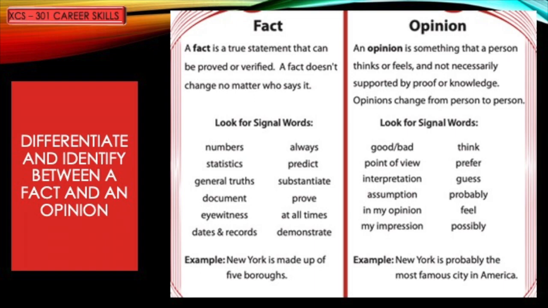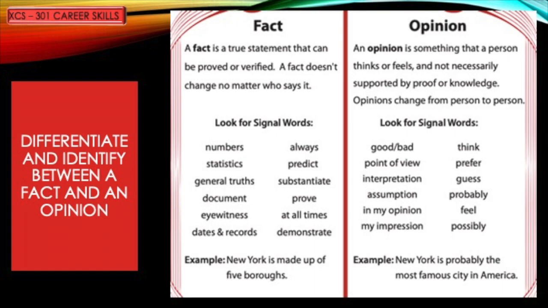So we already know that a fact is a true statement that can be proved or verified, and a fact doesn't change no matter who says it. Opinion, on the other hand, is something that a person thinks or feels and not necessarily supported by proof or knowledge. And opinions can change from person to person depending upon their perspective. Now, how to identify a fact? You can look for words like numbers, if you find statistics, general truths, any document that supports or a statement, any eyewitness that says or verifies a statement, any dates or records. These are all signals for facts.